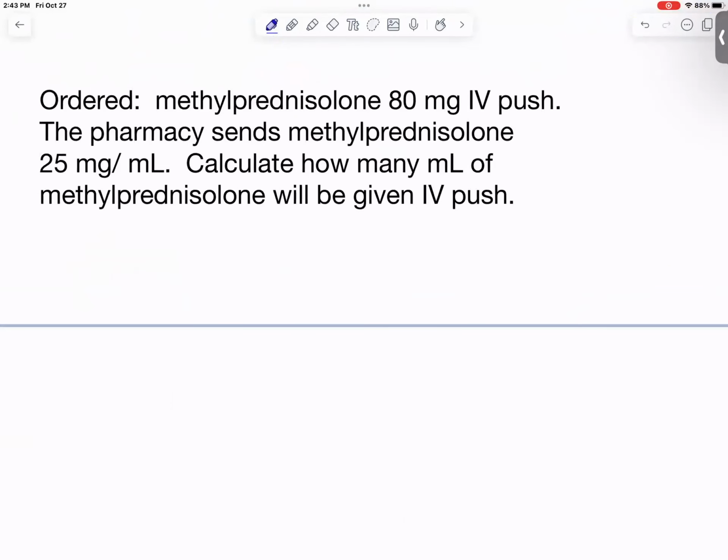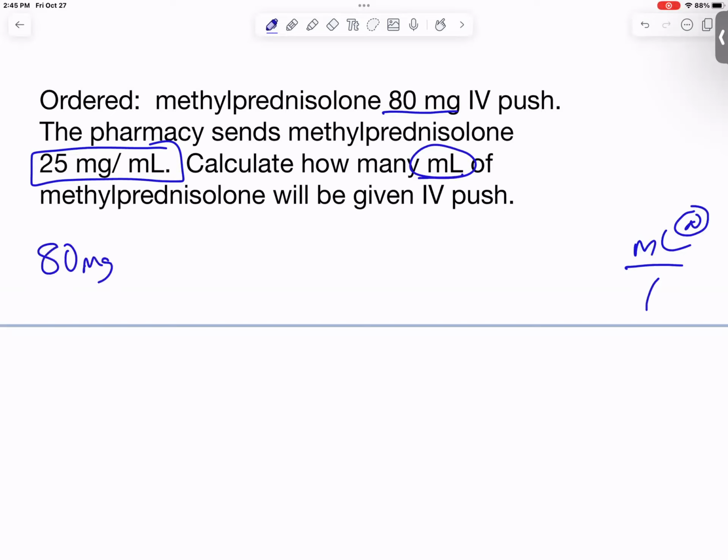Okay, do this one for the crowd. All right. So the doctor ordered 80 milligrams of methylprednisolone, 80 milligrams IV push. The pharmacy sends a vial that says 25 milligrams per mL. And it's asking you, the wanted is milliliters. So it's telling you everything it wants. I love it. It's in the numerator. So I start with my given, which is my order, 80 milligrams over 1.